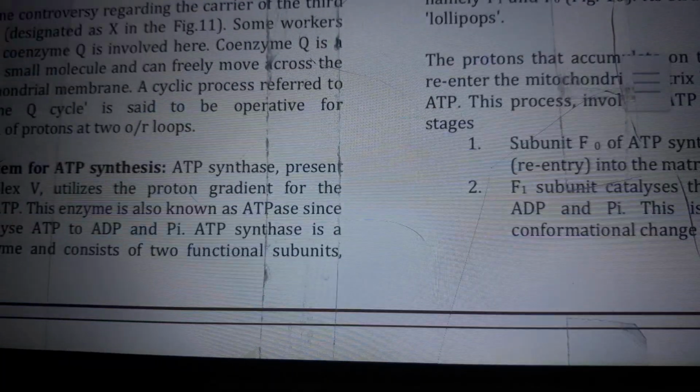There is still some controversy regarding the carrier of the third proton pair, designated as X in figure 11. Some workers believe that coenzyme Q is involved here. Coenzyme Q is a lipid-soluble small molecule and can freely move across the inner mitochondrial membrane. A cyclic process referred to as the coenzyme Q cycle is said to be operative for translocation of protons at two oxidation-reduction loops.